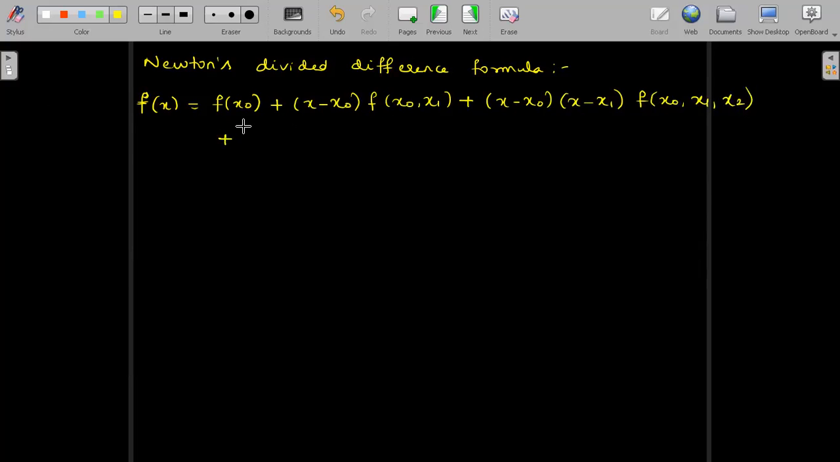We still have one more term, so I have to write down the formula for one more: x minus x naught, x minus x1, x minus x2 multiplied by f of x naught, x1, x2, x3. It's a formula very easy to remember. We have to just increase the number of terms. So x minus x naught will be a single term, then product of 2 terms, then product of 3 terms, like that. Similarly, within f also there were 2 variables first, then 3 variables, then 4 variables.